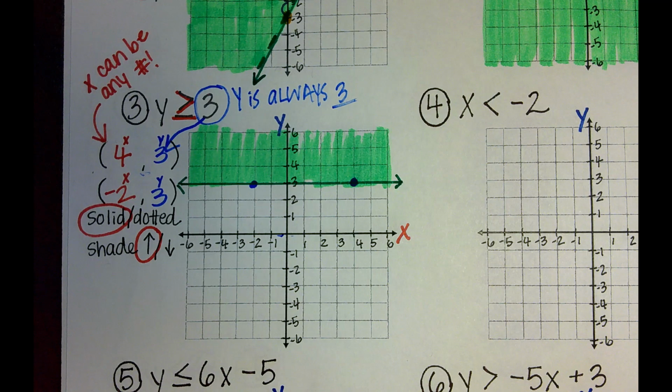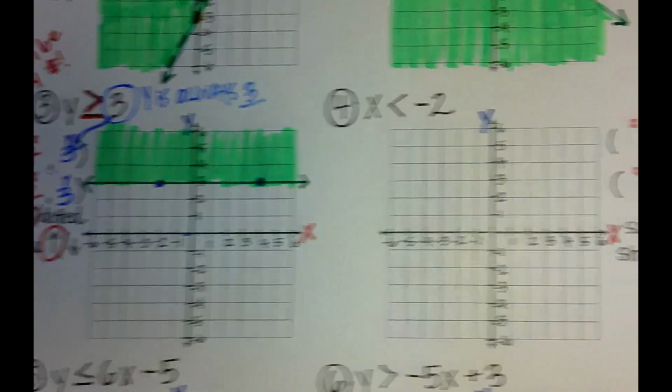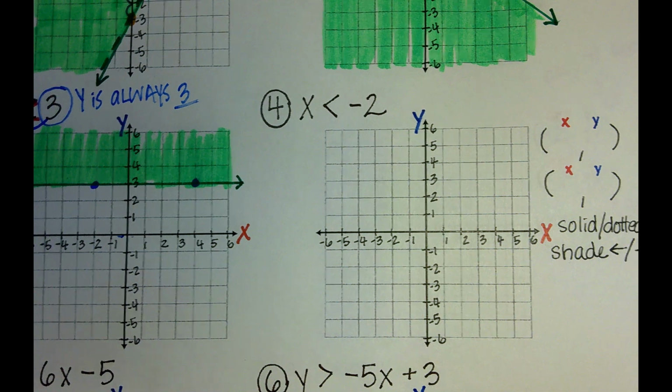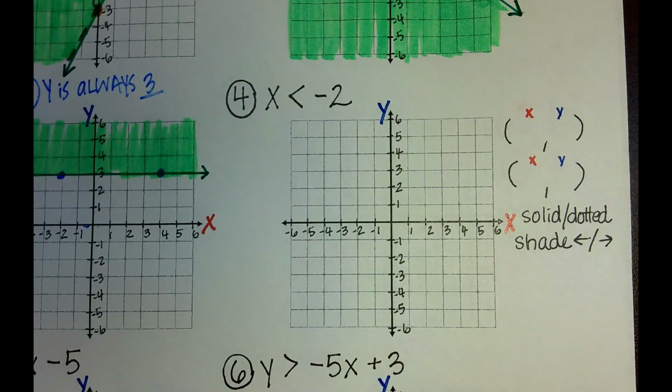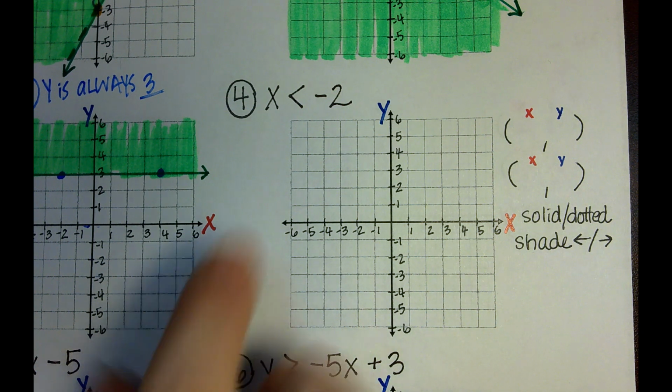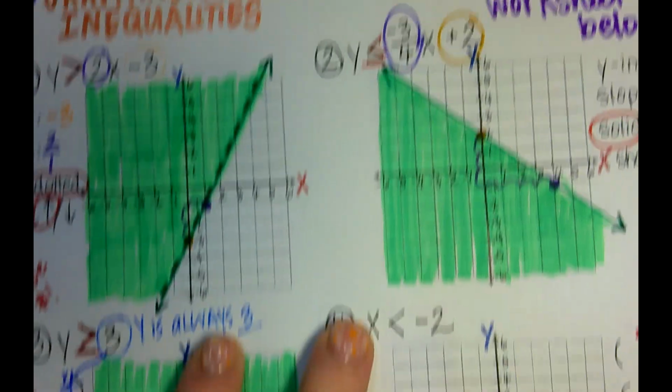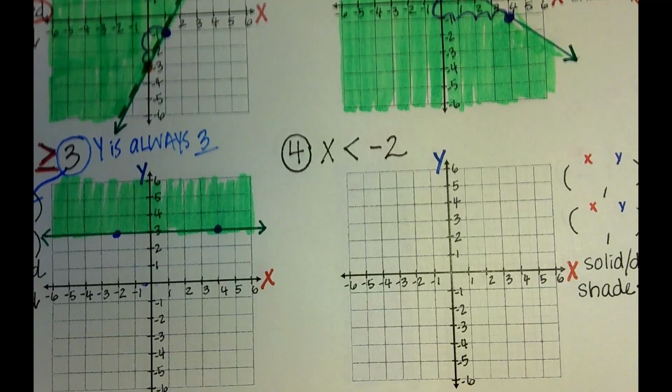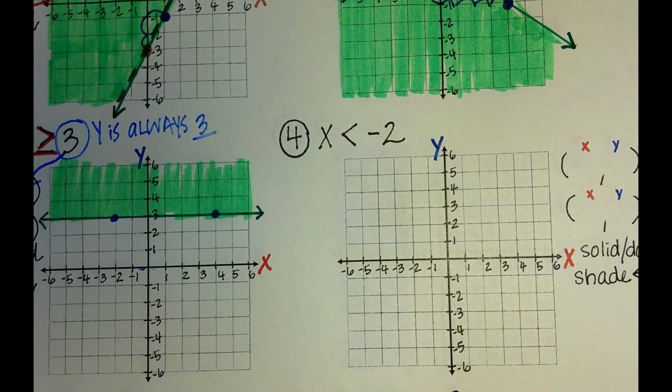Okay, can we move to number 4? Awesome. So let's look at number 4 now. This is similar to 3, but it's different. How is this one different than number 3? Yeah, now we have an x instead of y. All of these equations start with y, except for this one. It starts with x. We've got x is less than negative 2.